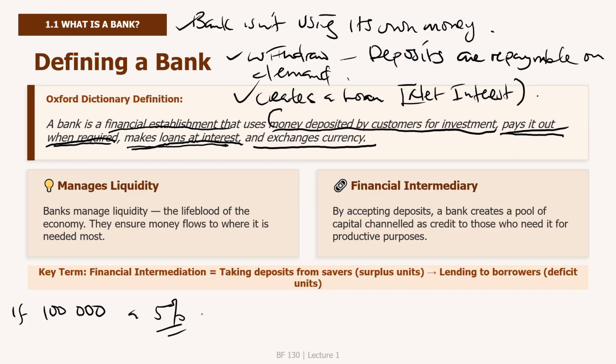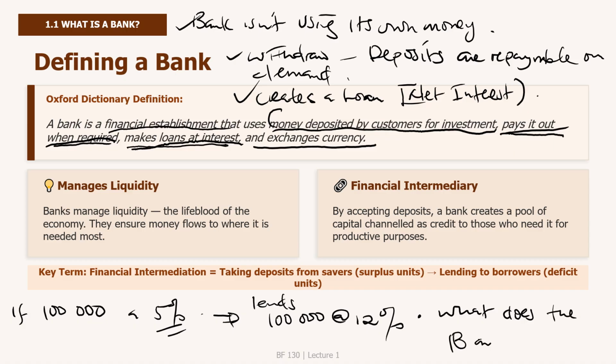But the bank lends this same amount, the 100,000 kwacha, at 12%. So the question that you can answer for me as you are going through this material is, what does the bank earn? So just check in your own time and see what you can do with that. In other words, we are looking at the net interest that I was just talking about.